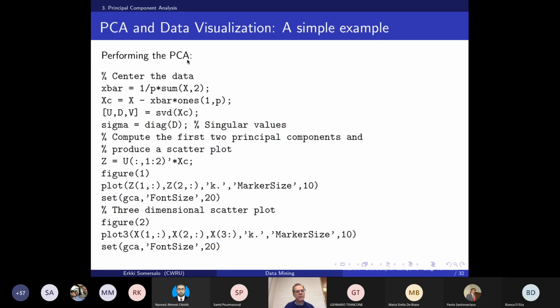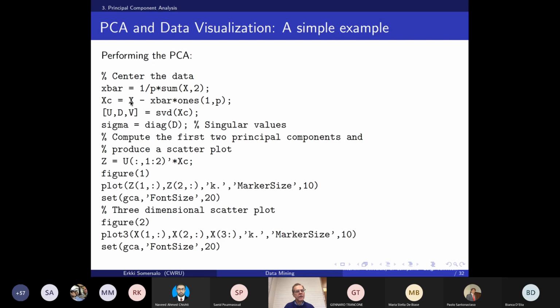And so here is the PCA algorithm. Let's go step by step. First of all, I'm going to center the data. So my X bar is going to be the mean value. I'm taking the sum of my X matrix in the second direction. This 2 here means that I'm summing column by column. So I have P columns, and the outcome is going to be a vector of length 3. And I'm dividing by P, so this gives the center of mass.